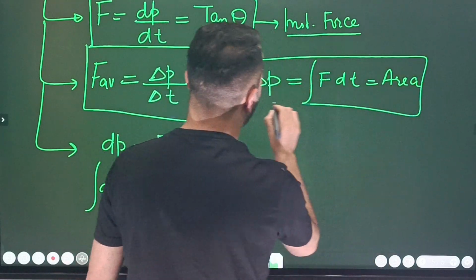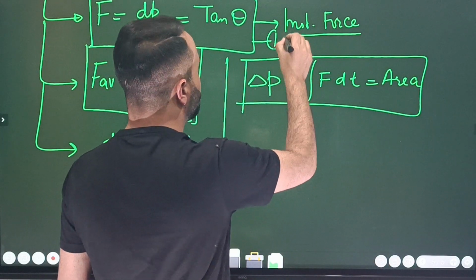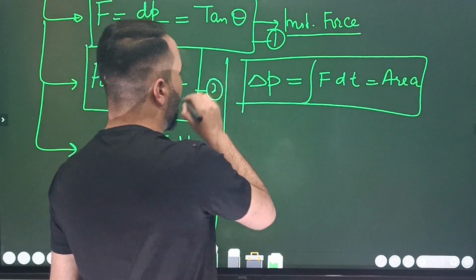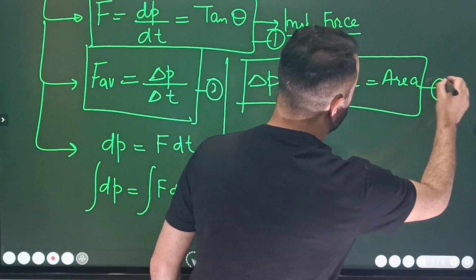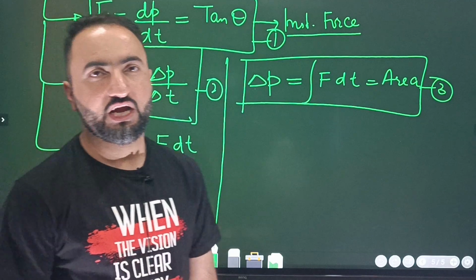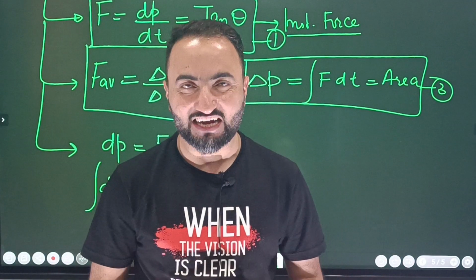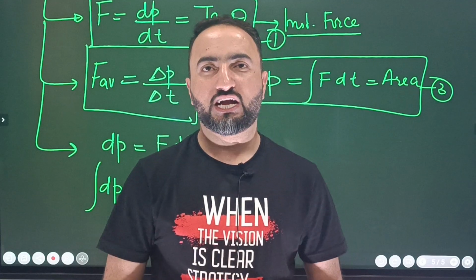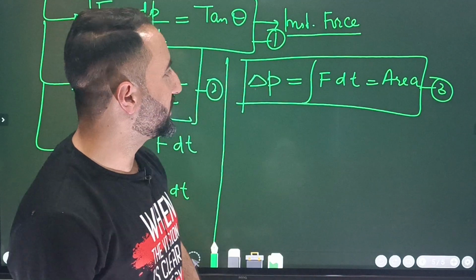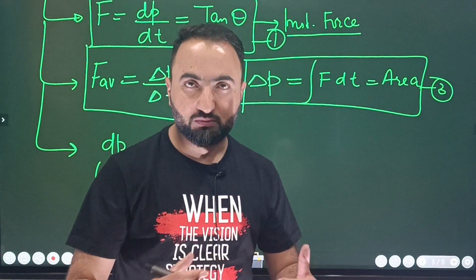So how many equations do we have? Equation number first, equation number second, and thereafter equation number third. Equation number first gives you the instantaneous force, so f is equal to the rate of change of linear momentum. Equation number second gives you the average force, which is equal to delta p divided by delta t, and equation number third gives you the change in momentum of the particle.